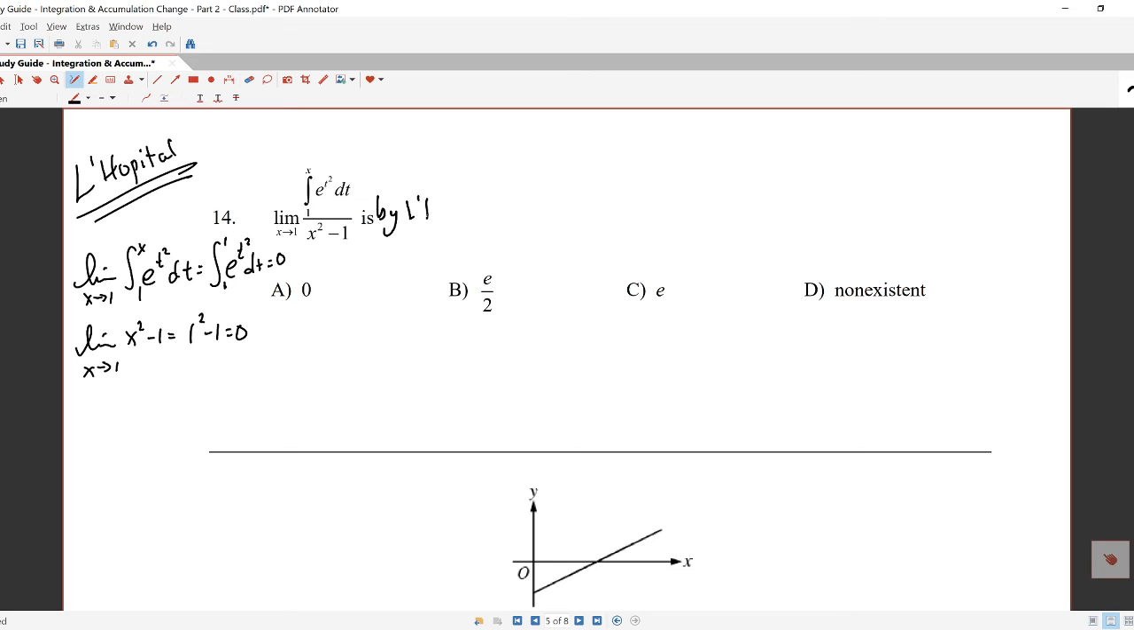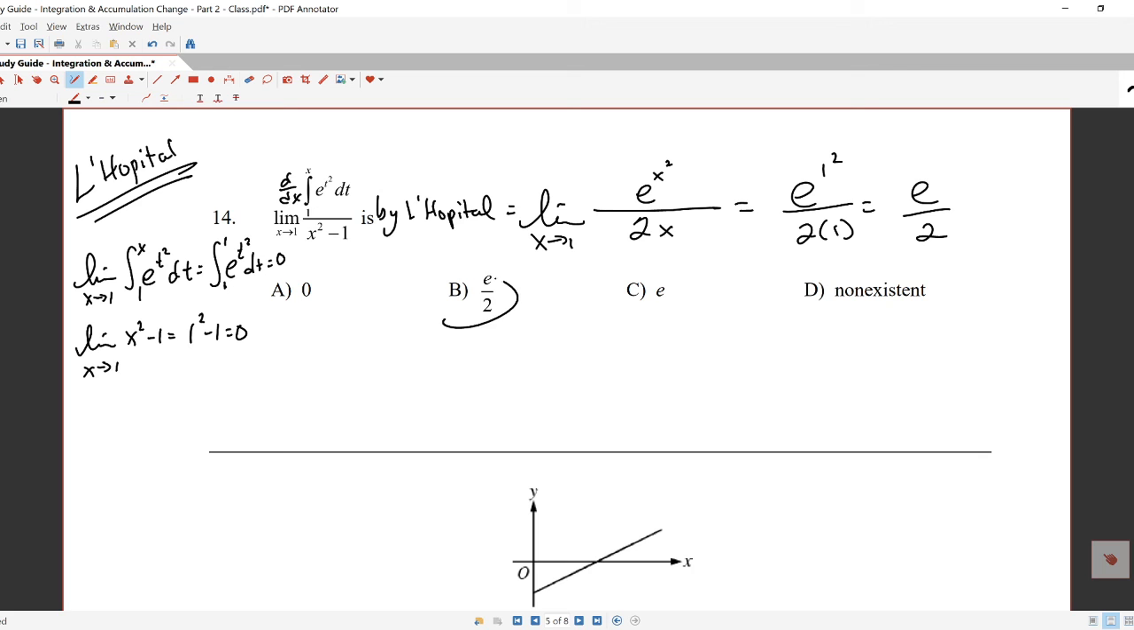So by L'Hopital, it's always a good idea to write y. This is going to equal the limit as x approaches 1 of the derivative of the top. We'll deal with that in a second. Derivative of the bottom, pretty straightforward. The derivative of the top, so the d/dx of the top. This is that fundamental theorem of calculus, part 2. They cancel, we get e to the x squared. Limit as x goes to 1. If I plug 1 in, I get e to the 1 squared over 2 times 1. So we get e over 2.